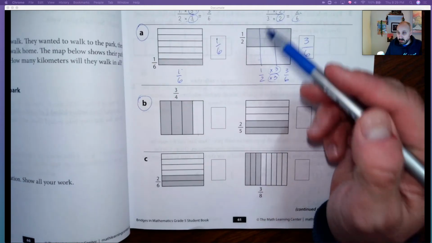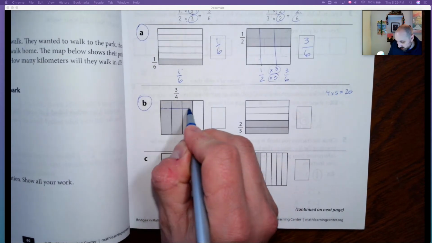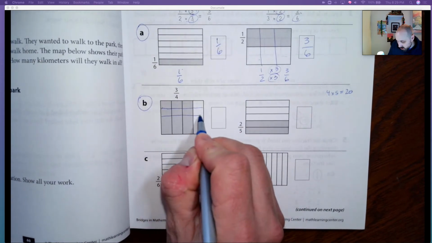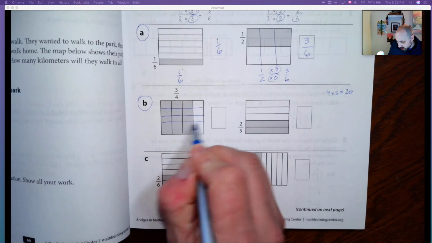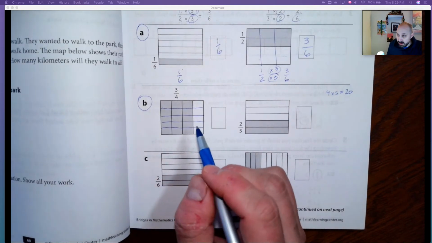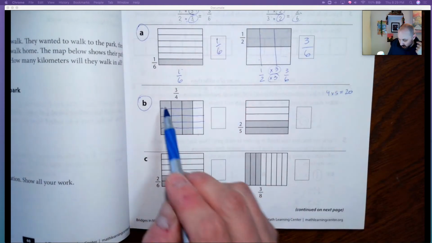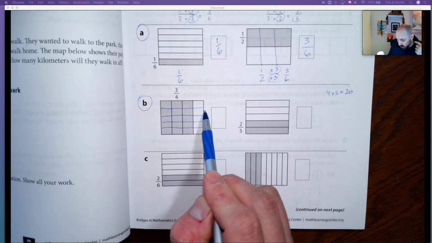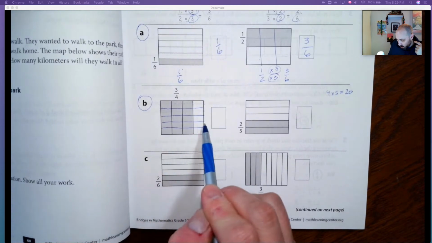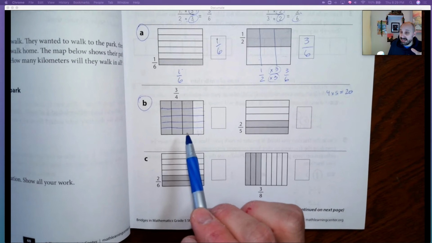So to make it into 20ths, we're going to cut it horizontally into fifths. Just try your best. 1, 2, 3, 4. So I put 4 lines, but that makes it cut into 5 pieces going down. So if I count 1, 2, 3, 4, 5, I have 5 going across. So now I have 20 equal pieces.